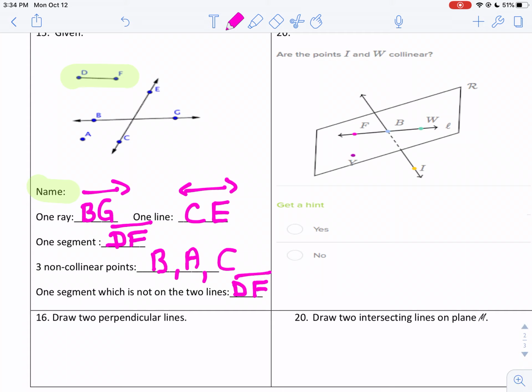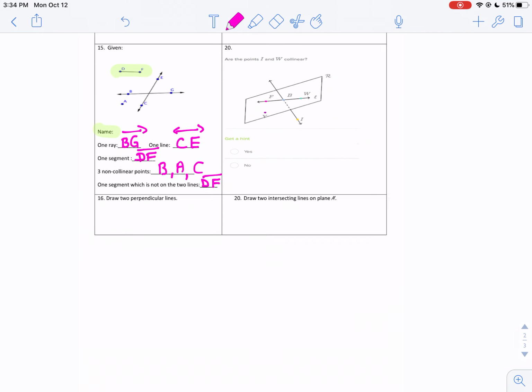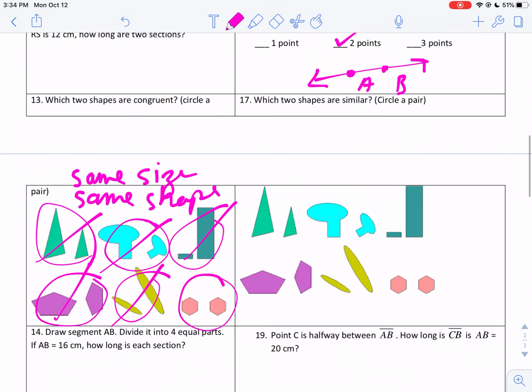All right, so this is how you do these kind of problems. Again, read and follow directions.